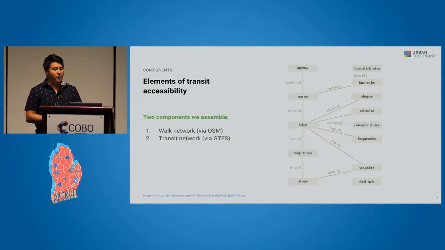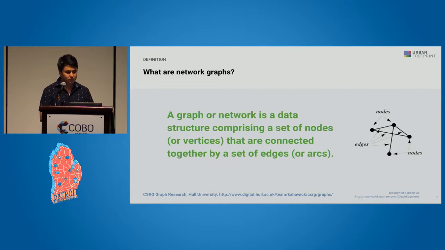So there are two primary, at a high level, elements of transit accessibility. There is the walk network, and then there's the transit network. And the walk network comes from OpenStreetMap, and then the transit network we utilize is based off of GTFS, General Transit Feed Specification. And it's basically a format for holding schedule information by a transit operator over a given set area. And it's a non-spatial or aspatial data set.